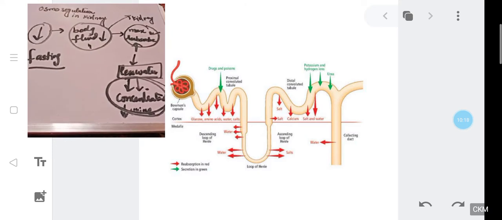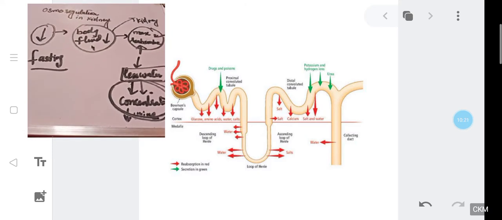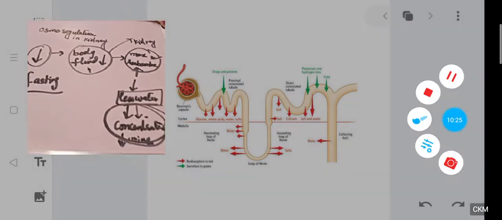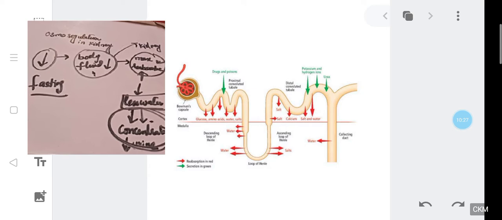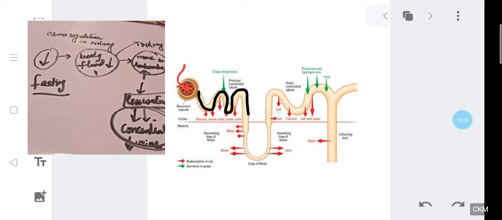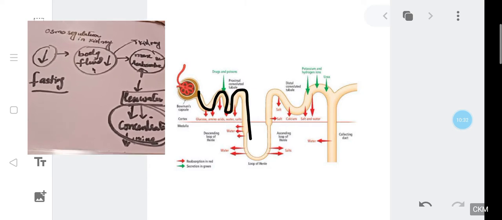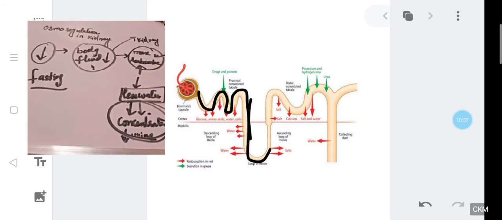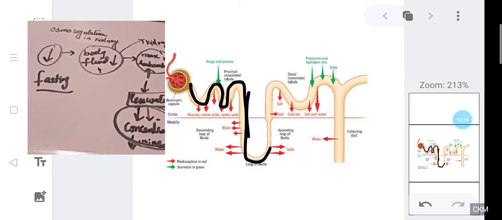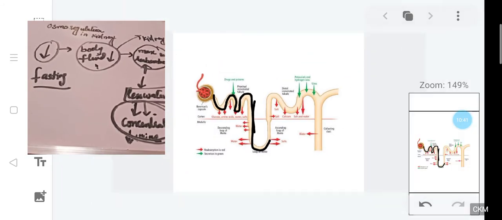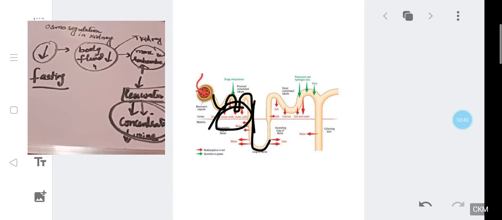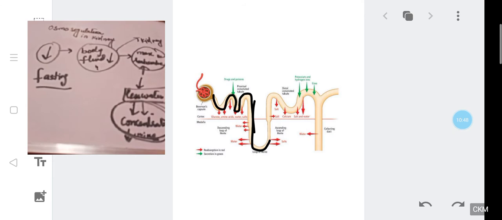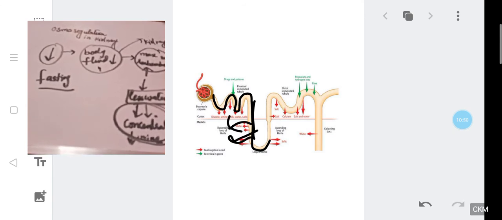If you look here carefully, what will happen? When the water passes towards the Bowman capsule, the water will transfer to the proximal convoluted tubule. Here, a very small amount of the water passes toward the loop of Henle, while the rest of the water is reabsorbed by the proximal convoluted tubule. Similarly, in the descending loop of Henle, the maximum water is reabsorbed.